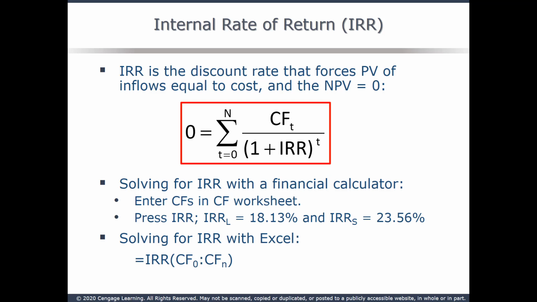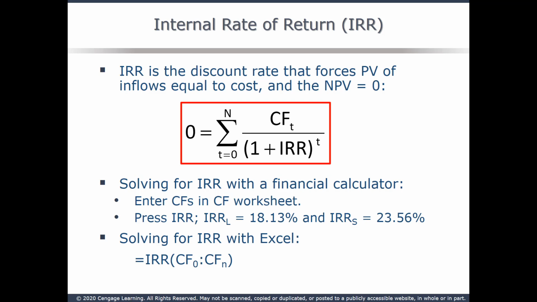Closely related to NPV is the internal rate of return, or IRR. IRR is the discount rate that makes NPV equal to 0. While it's possible to solve for IRR manually, it is iterative, meaning you try values till you hit the answer. There's no closed-form solution. It's much easier to use your financial calculator or Excel.